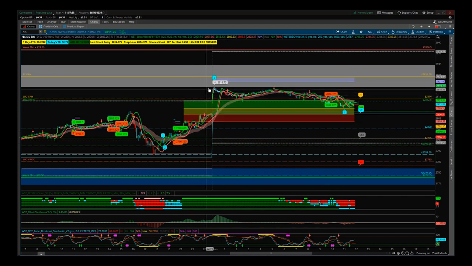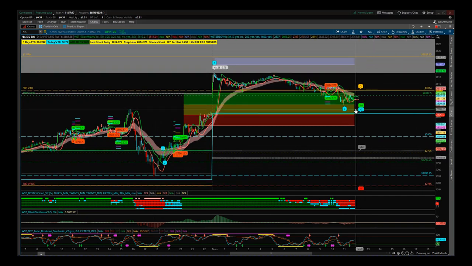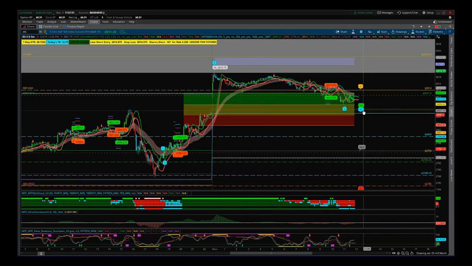But at this moment in time, I'm looking for a measured move back from these lows here. So we're looking for this wave four pullback to find support. And we have got the high of Friday here, yesterday's high, and the close as a really good support level into our amber zone here.